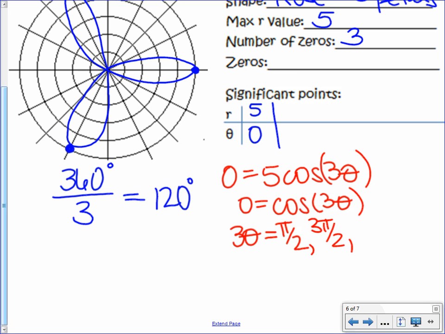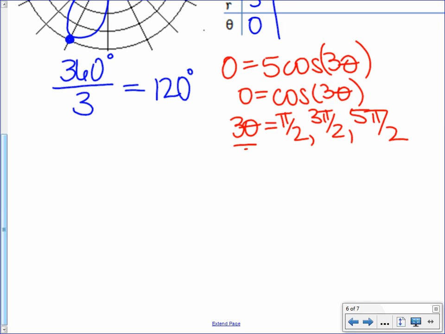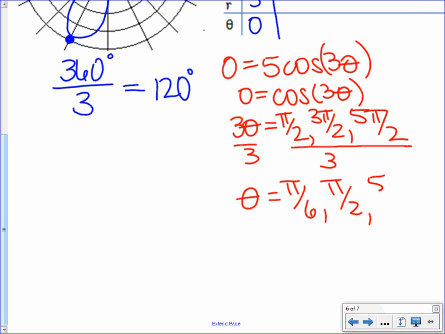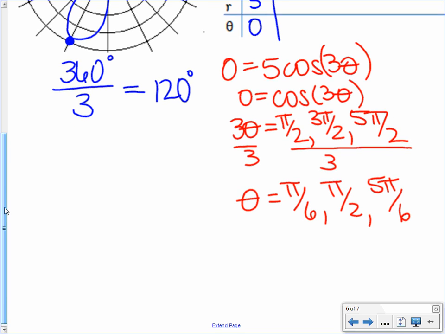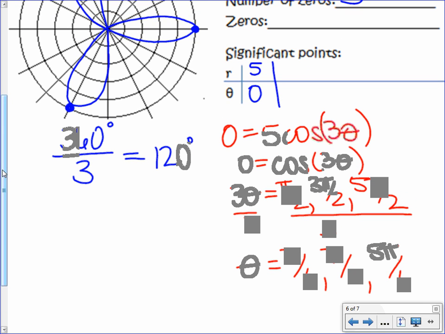and if we keep rotating, say louder. It's okay if you're wrong. 5 pi over 2. You are not wrong. 5 pi over 2. Okay. So now how do we get theta? If we divide by 3, theta is pi over 6, 3 pi over 6, and 5 pi over 6. So those values are our zeros.